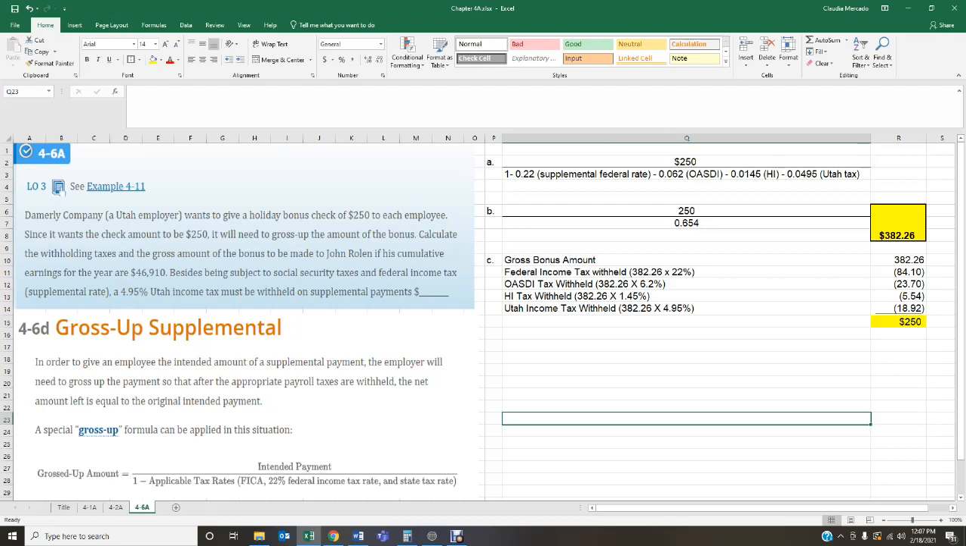So in order for them to take home 250, we need a check for 382.26, and then these are all of the taxes that are going to be withheld: federal income tax, OASDI, HI, and the state income tax, leaving the employee with the $250 bonus that the company wanted to issue out. It's just a matter of applying the formula. Be very careful on your rounding, because that is what usually throws students off. So be careful on that.